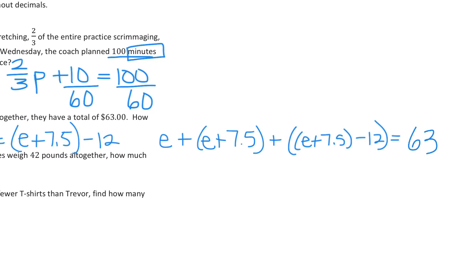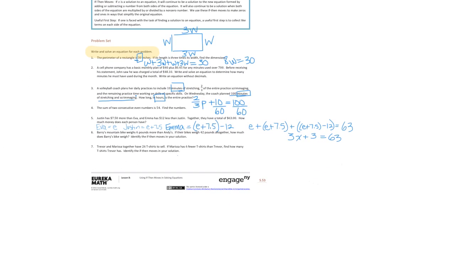Now you can leave it as this, and that's just fine. Or if you want to simplify it, this all simplifies to 3x plus 3 equals 63. And like I said, the original equation is just fine. Okay, number 7.